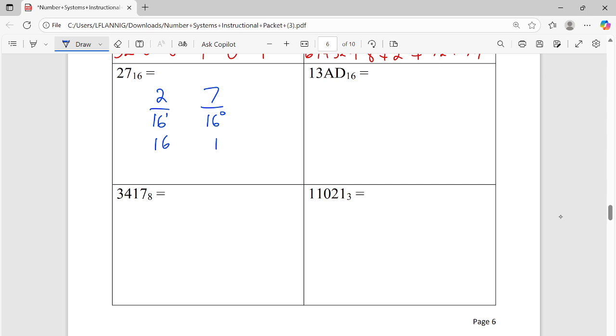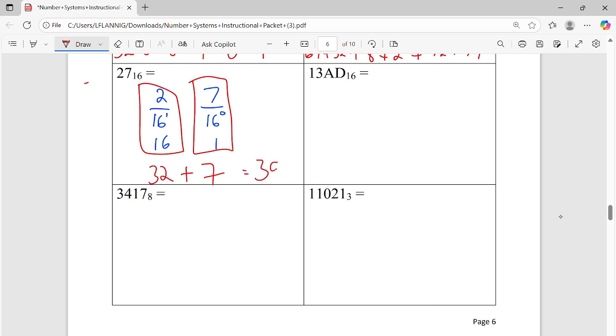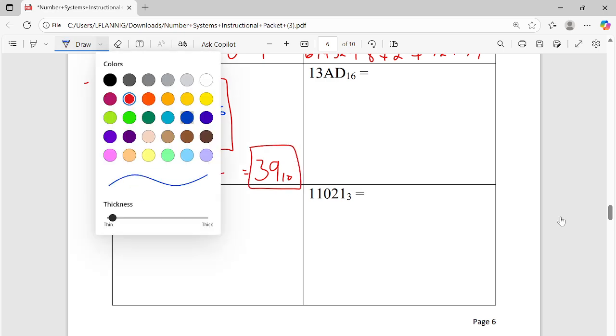Now we do a multiplication. 7 times 1. 7 times 1 is 7. 2 times 16 is 32. So now you do 32 plus 7 to get 39 base 10. That's exactly how you do it. Not too bad.